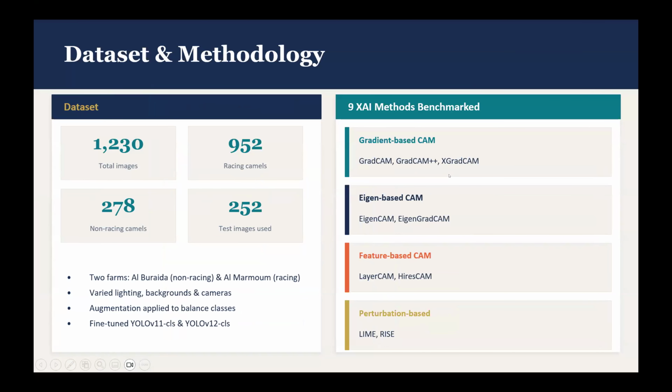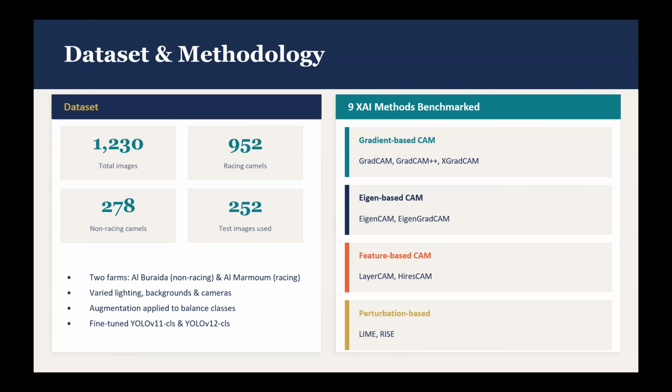Continuing with the previous subject, our dataset consists of 1,230 images. 952 were racing and 278 were non-racing camels. These were extracted from two farms, Al Burida and Al Marwa. Due to variety in lighting, backgrounds, and camera angles, we had to opt to correct the images and apply augmentation to equalize the non-racing and racing camel classes.